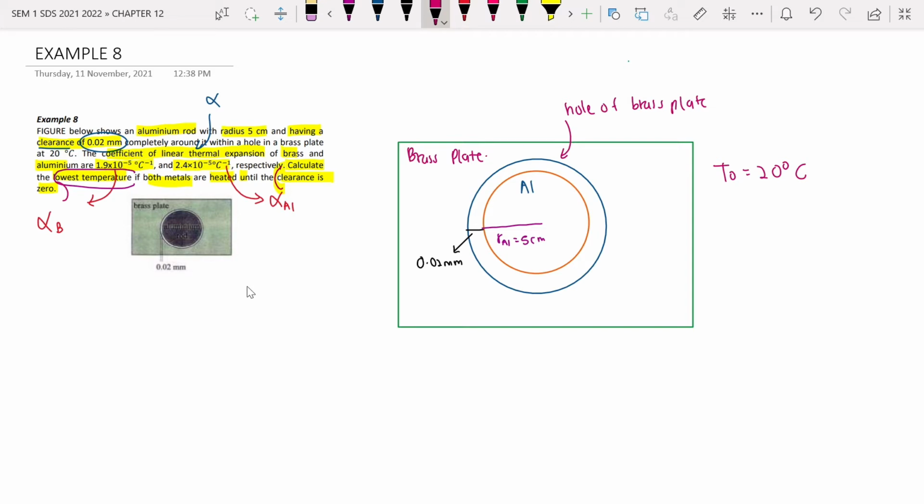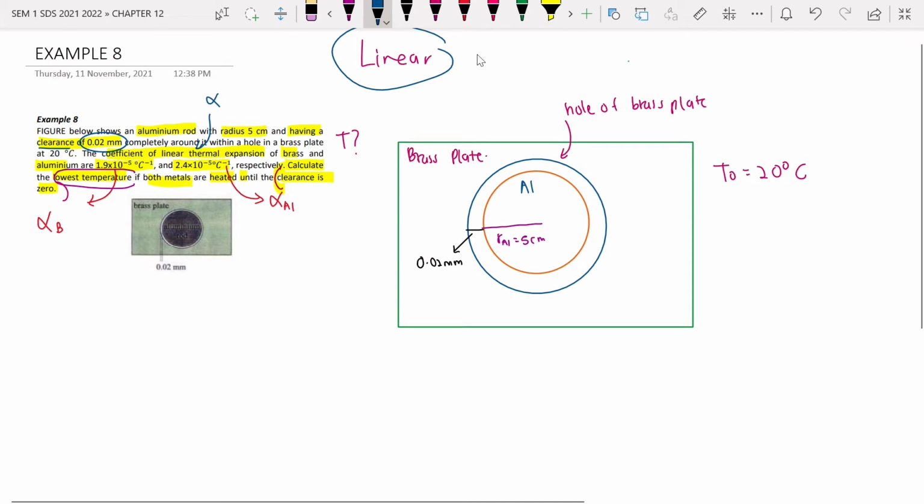Jadi, now in order for us to calculate the lowest temperature, which is the final temperature, we can solve it either linearly ataupun secara area. Secara linear expansion ataupun secara area expansion. Up to you. Okay, but Miss akan ajar untuk solve secara linear. So ada dua cara, linear dan area. But at the end of this video, Miss akan letak solution untuk area. Okay, mari kita continue. So dia expand, Miss kata expand secara linear.